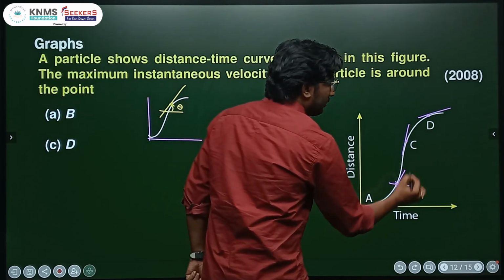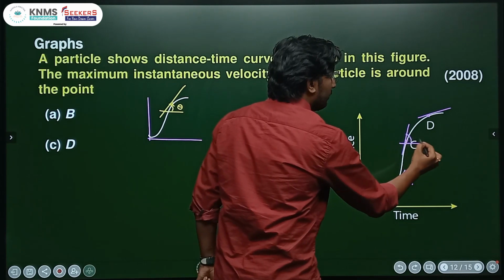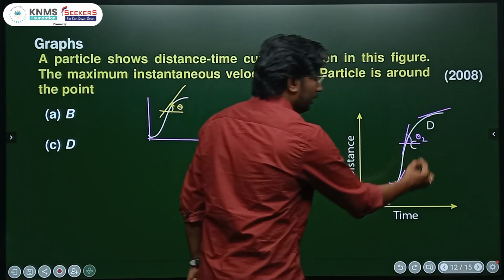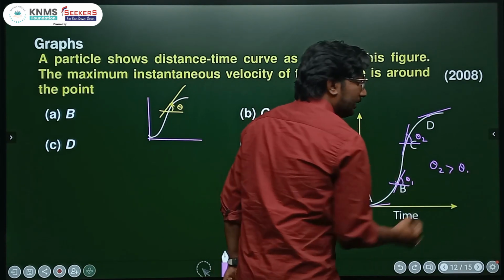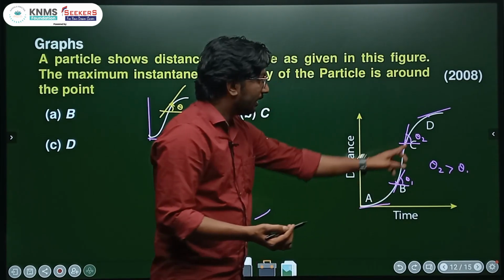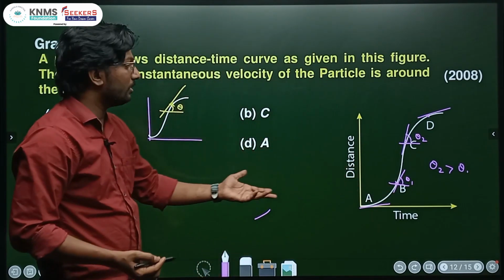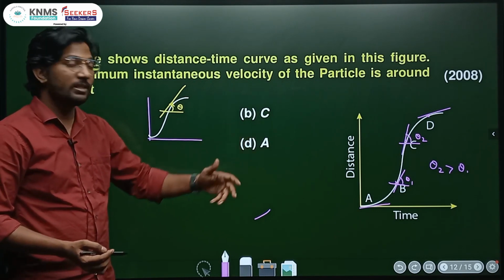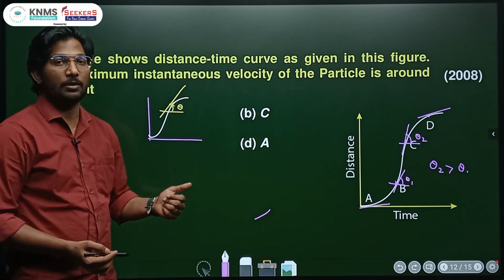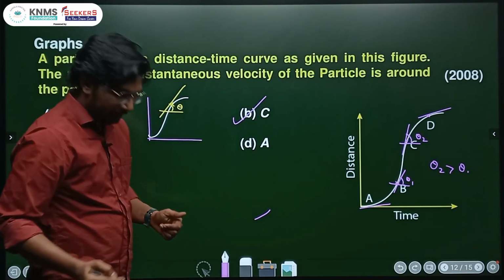You can verify at points B and C. At point B, the angle is theta 1, and at point C it is theta 2. We can clearly understand here that theta 2 is greater than theta 1, which means the angle here is greater than the angle at point B. So we can directly say the slope at point C is greater, and in a distance time graph or displacement time graph, slope gives us the velocity. Therefore at point C the velocity is greater, right?